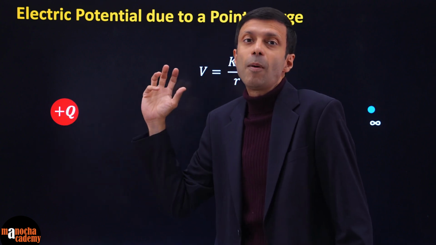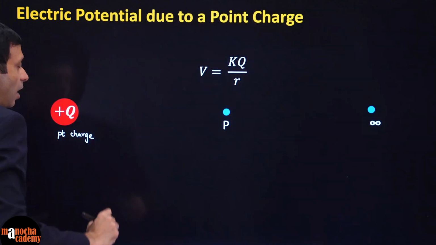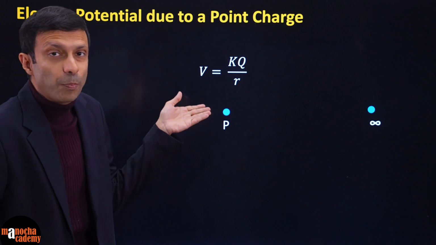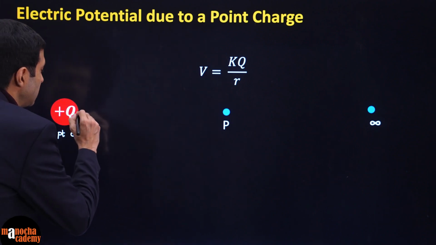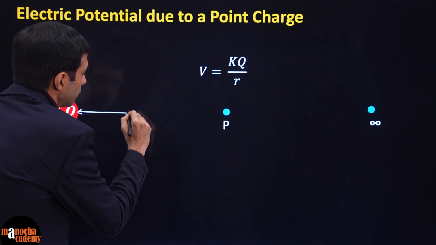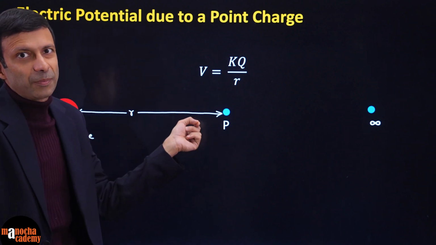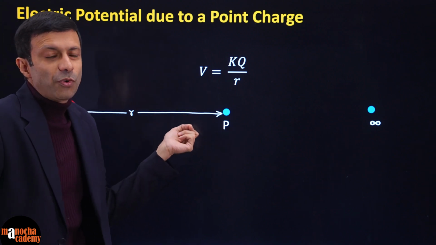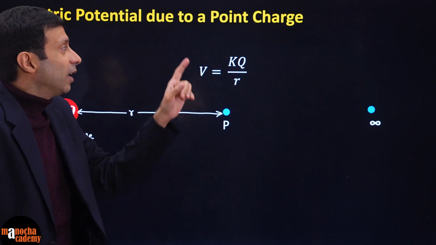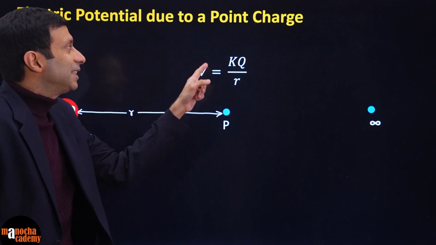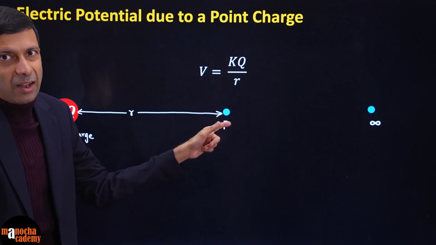And the charge is plus q. Okay, so this is our point charge over here. And we want to know the electric potential at point P, which is at a distance r from this charge. So we want to know the electric potential at this point. And there's a very important formula here which we are going to derive. The electric potential V, the symbol is V, is kq by r.